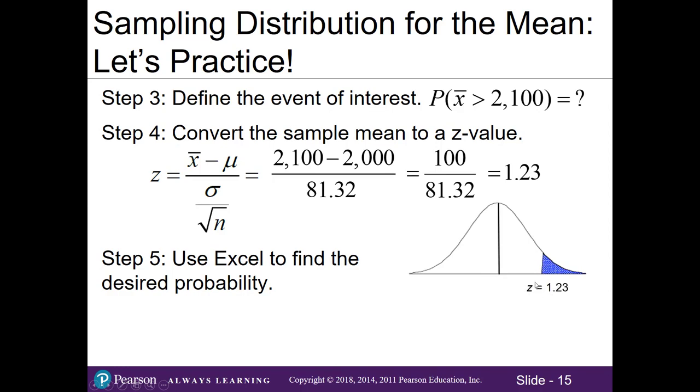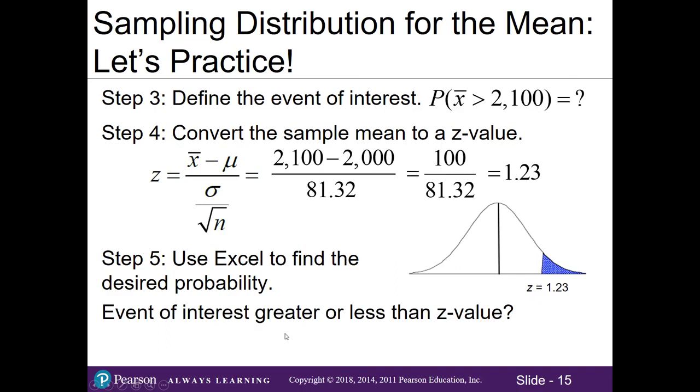This is just a representation, it's not to scale. So here's my z-value of 1.23, which is also where the 2,100 would fall. My 2,000 is my mean, that's the midpoint here. And so we want to know, is the event of interest that we identified in step 3 greater or less than the z-value? Because that's going to let us know which side of the curve we're working with. Since we want to know greater than 2,100, we want to know greater than our z-value of 1.23. So we're interested in this area right here.